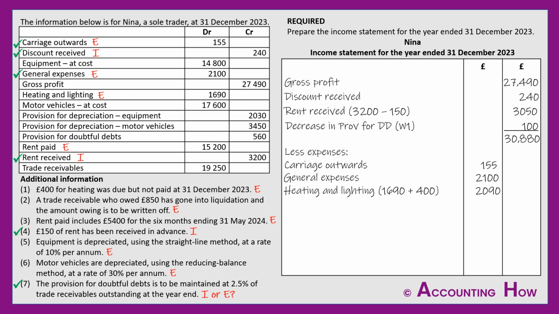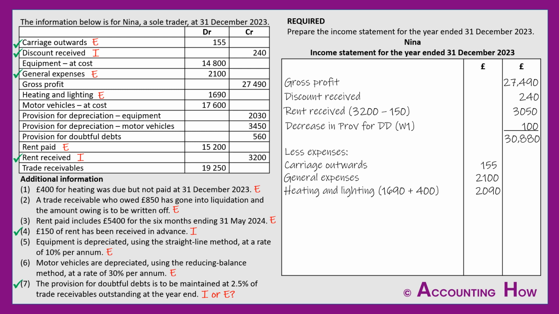I've just about got enough room to show the working in brackets. So heating and lighting, I've got the £1,690, but I need to add on this accrual, this £400. So the heating and lighting that relates to this year is now £2,090. Yes, she's only paid £1,690 of it, but from the income statement point of view, we need to calculate an accurate profit. So we need to include the total value of all of the heating and lighting that she's used this year, which is £2,090.